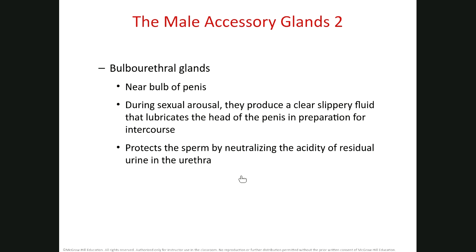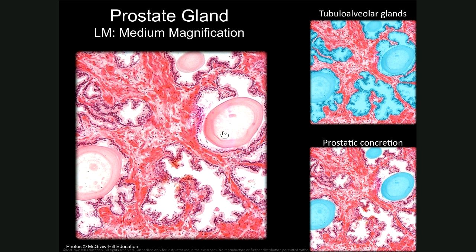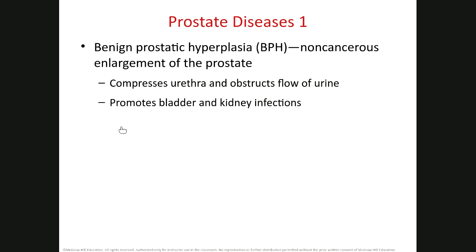Now you also see some prostate gland pictures here, with the tubuloalveolar glands and the prostatic concretions. Conditions that are related to the prostate gland are BPH, benign prostatic hyperplasia, which is a non-cancerous enlargement of the prostate, but it can compress the urethra and obstruct flow. If that happens, you will promote bladder and kidney infections.